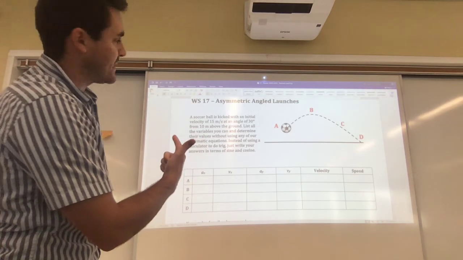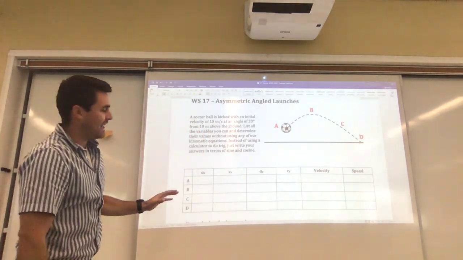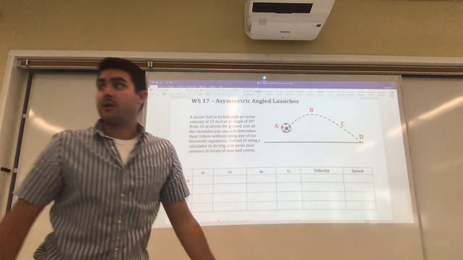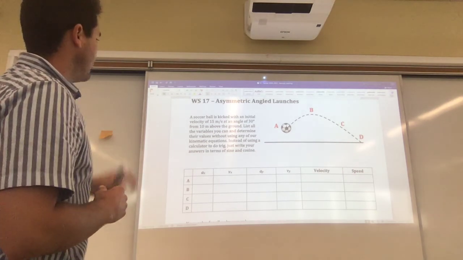This time it's for worksheet 7, asymmetric angled launches. We have an example problem and we have a data table for us to fill in again. What I would like you to do is make sure you're on worksheet 7 and we've read this problem.